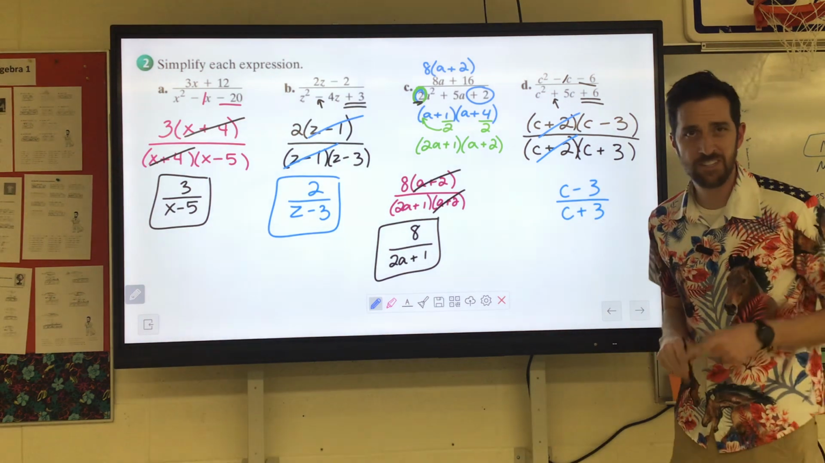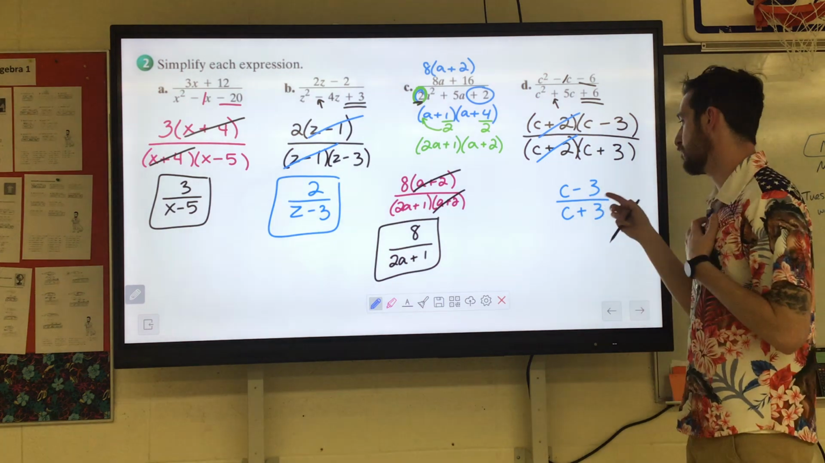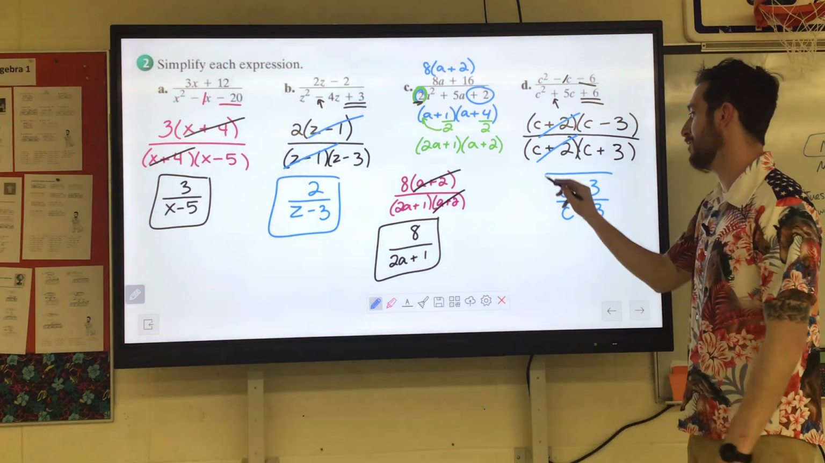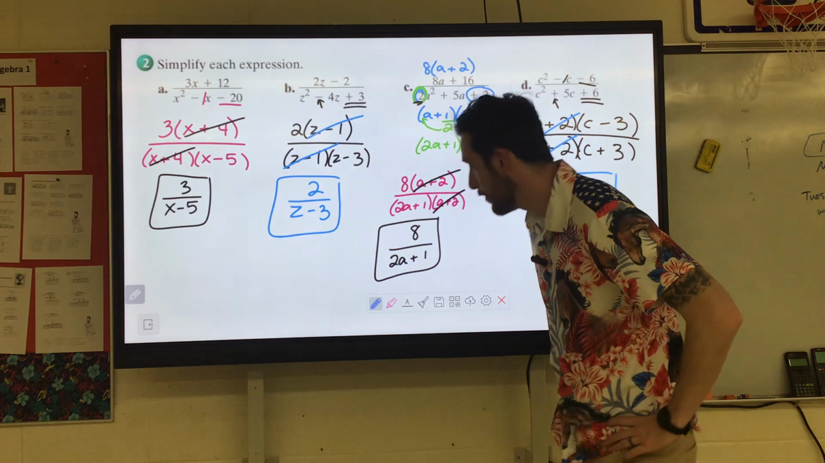Can I cancel out the c's? Can I cancel out the 3's? No, because they're grouped. This one's grouped with a minus, this one's grouped with a plus. It has to be the exact same thing for us to be able to cancel them out like that. Whew.